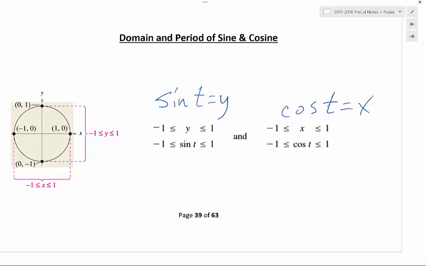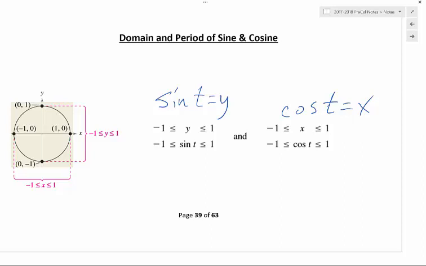Next, I'd like to talk to you about the domain and the period of sine and cosine. Let's talk about the domain real quick for each of these functions. Something you will have noticed when you built your trig table is that your sine is always between -1 and 1, and the cosine is always between -1 and 1.